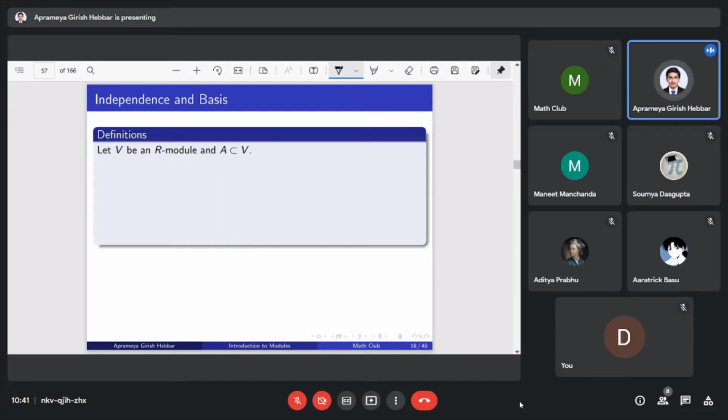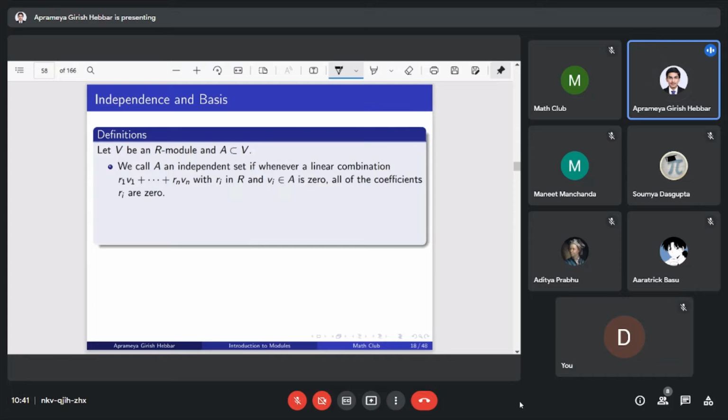Let V be an R-module and A be some subset of V. We call A an independent set if whenever a linear combination r1 v1 plus up to rn vn is 0, with ri in R and vi in A, all of the coefficients ri should be 0. That means the sum of ri vi equal to 0 should imply ri equal to 0, whenever these are elements from A. In linear algebra you would have seen linear independence of a list of vectors, but here we are taking any set, so we can make sense of any set being an independent set.